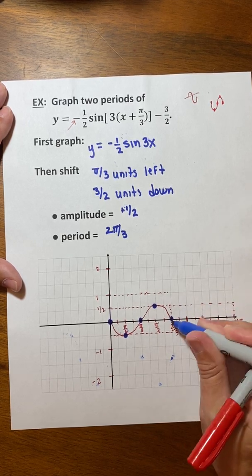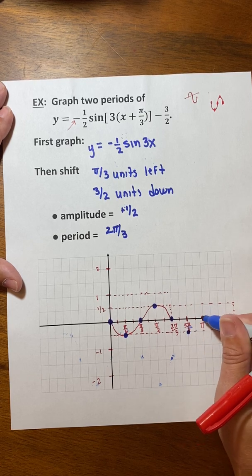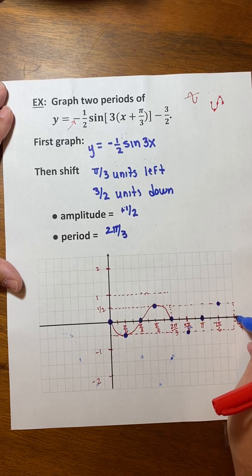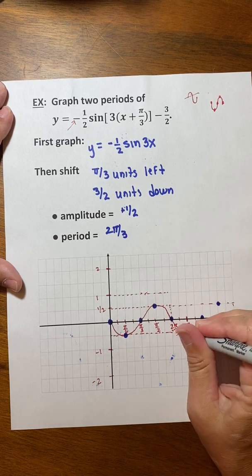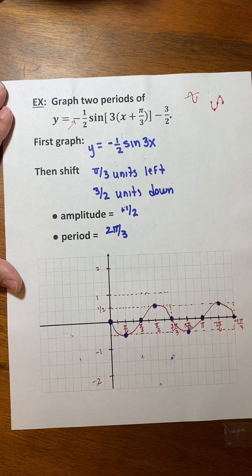So here's my new box. We start in the middle. We bottom out at the first tick mark because it's negative sine, cross halfway, max out at the third tick mark, and cross again. And so here is 2 periods of negative 1/2 sine of 3x.